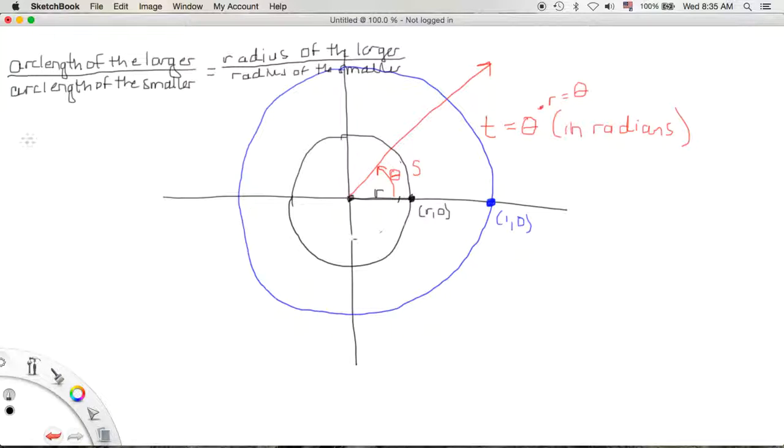So the arc length of the larger circle, we're calling it T, and we know that that's the angle measure that we're looking for here. And the arc length of the smaller, we called it S, equals, well, the radius of the larger one is 1, and the radius of the smaller one we don't know, it's R. And we can simplify this out so that we know that the arc length is the radius times the angle in radians.